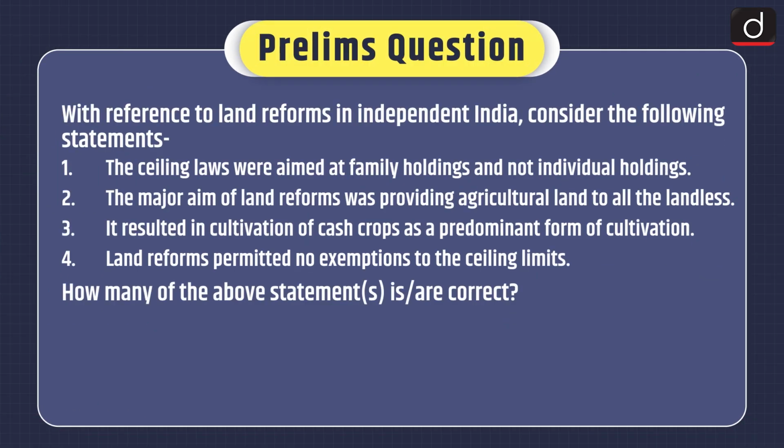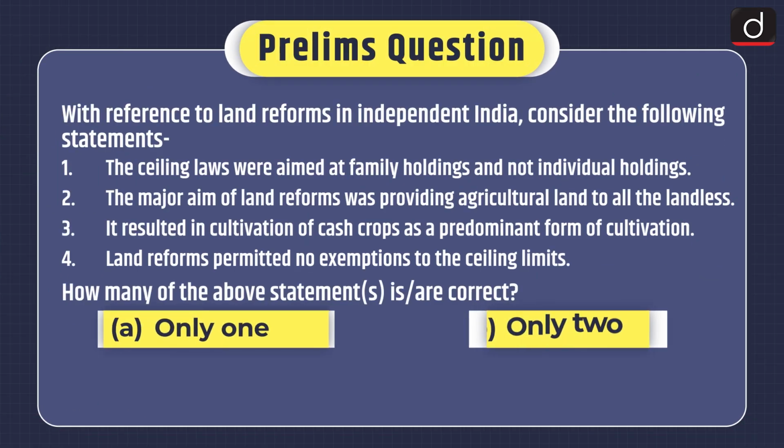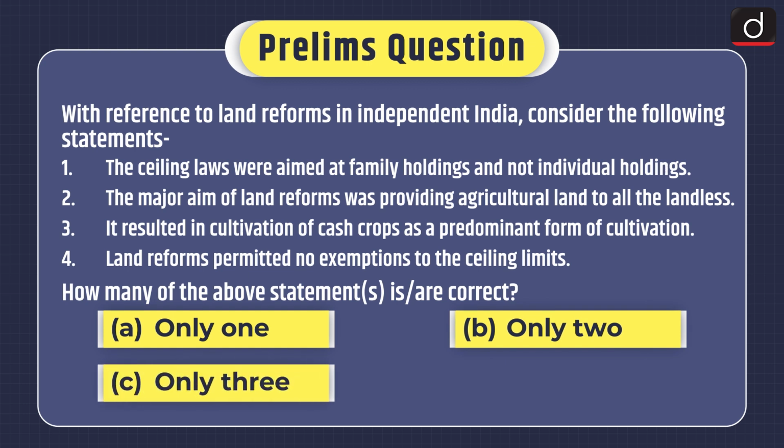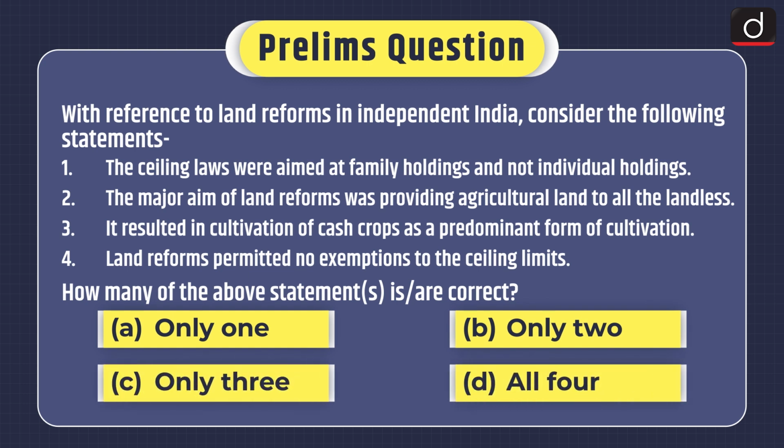Now it's time for the practice questions. First of all, a prelims based question. With reference to land reforms in independent India, consider the following statements. 1. The ceiling laws were aimed at family holdings and not individual holdings. 2. The major aim of land reforms was providing agricultural land to all the landless. 3. It resulted in cultivation of cash crops as a predominant form of cultivation. 4. Land reforms permitted no exemptions to the ceiling limits. How many of the above statements is or are correct? Only 1, only 2, only 3, or all 4?